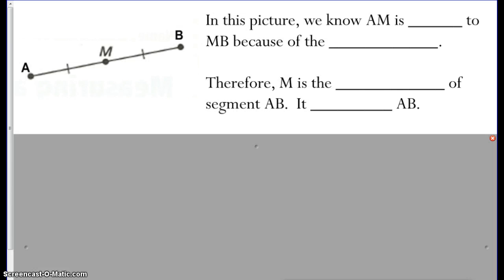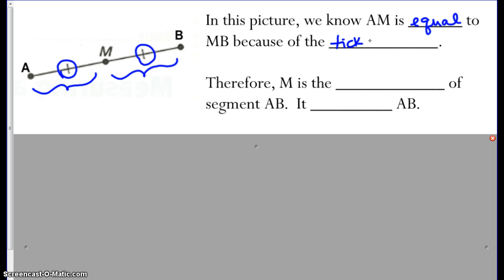Alright, so back to the math. Taking a look at this picture, it is a line segment AB. Notice these little tick marks right here and here. That means that line segments AM and MB are the same length. That's what those mean, okay? So we know that AM is equal in length to MB because of the little tick marks there.